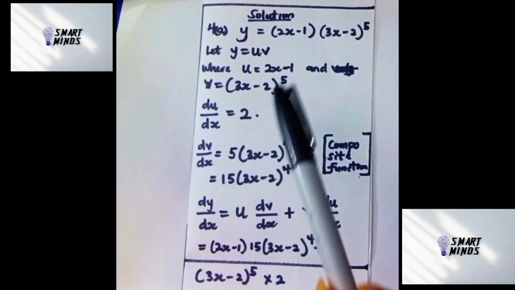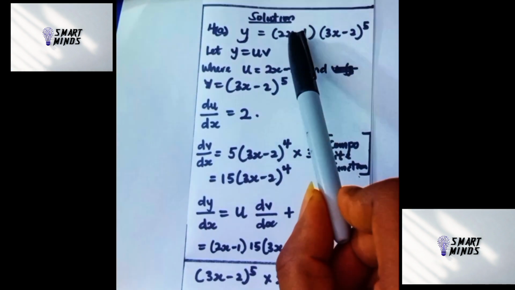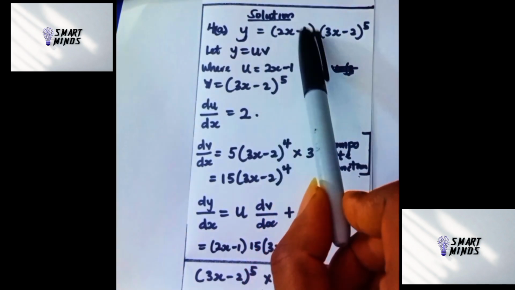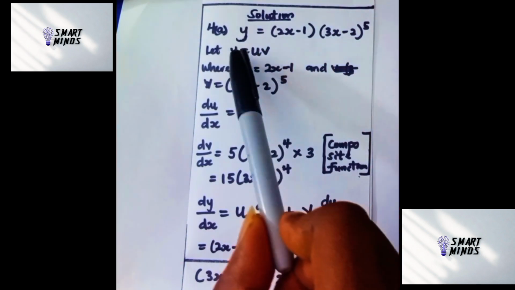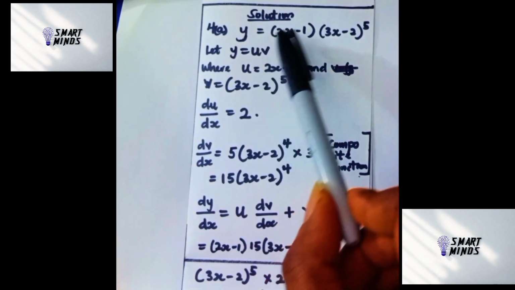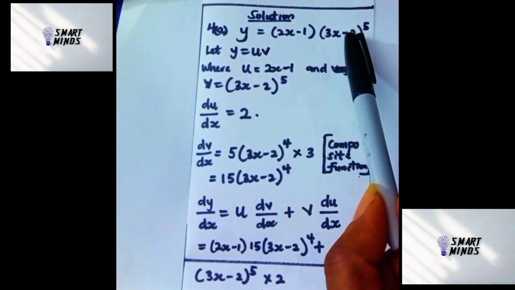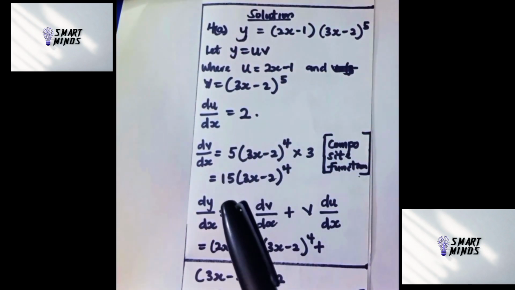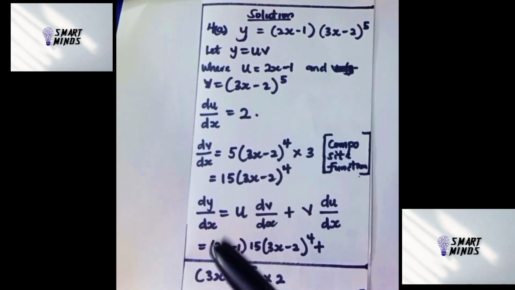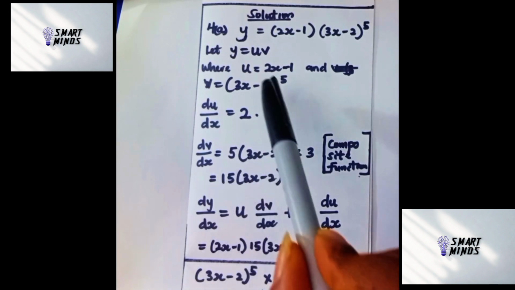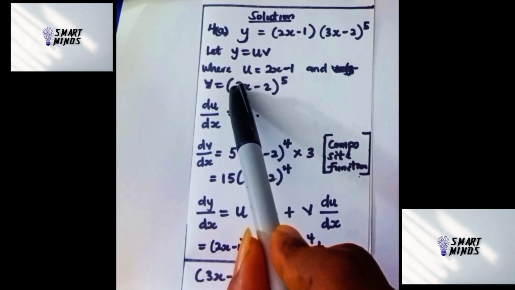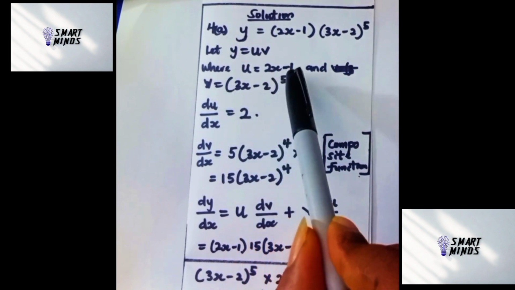The first thing to do is let u and v represent each of the terms in the bracket. Because these two terms are multiplying themselves, let y equal uv. Remember, product: u represents the first bracket, v represents the second bracket. Now let us differentiate u and v respectively. So u is 2x minus 1, and v is (3x minus 2) all raised to power 5.